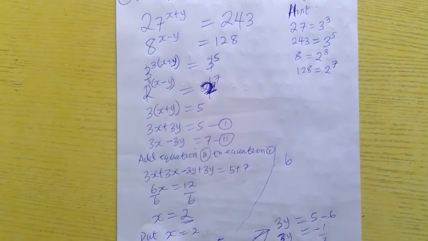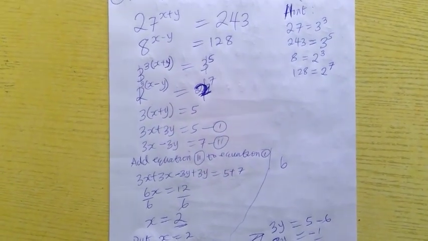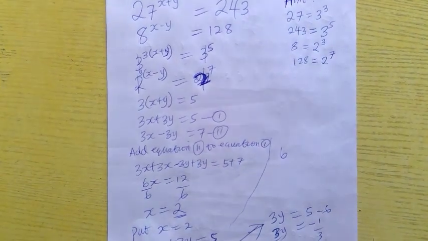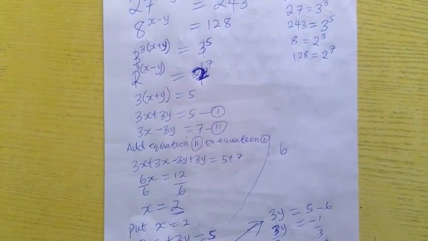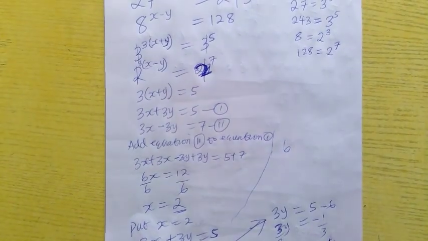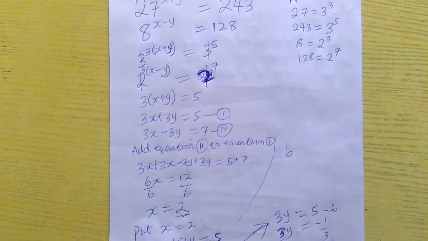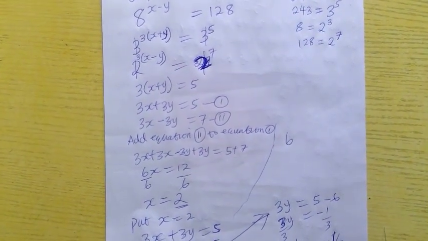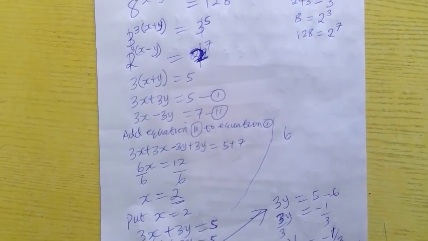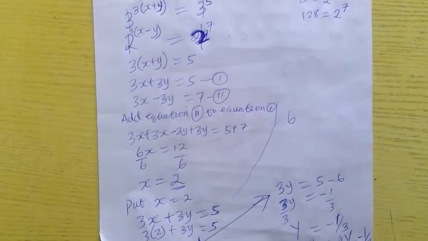You cross off the 3, then 3 times x is 3x, so you have 3x plus 3y equals 5. Then the other part of it, 2 and 2 are common here. Here you have 2 to the 7, 2 to the 8. Okay, so simultaneously you add equation 2 to equation 1. So 6x is equal to 12. Divide both sides by 6, x equals 2.